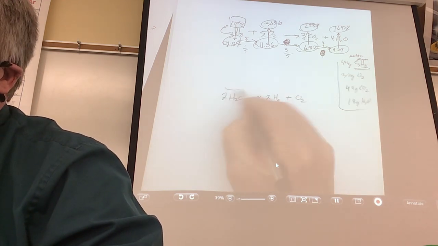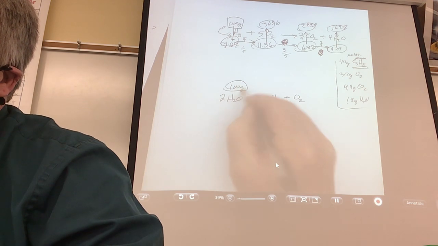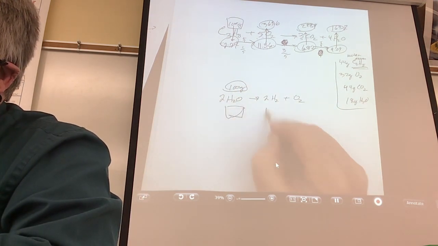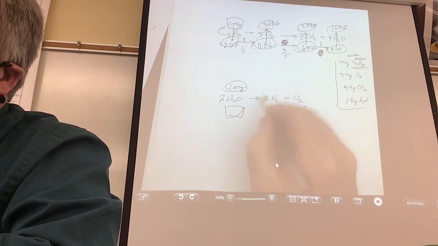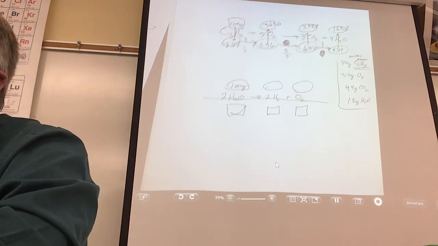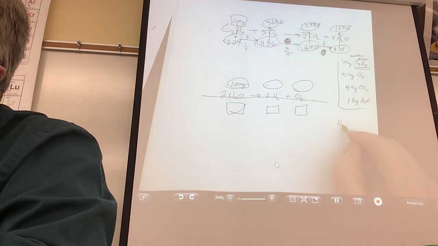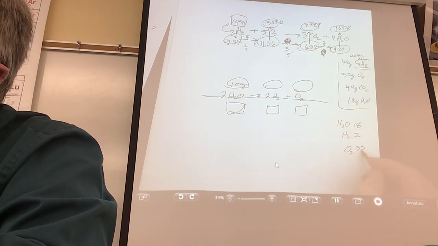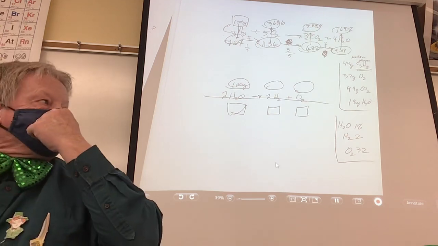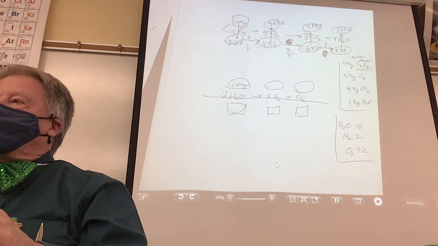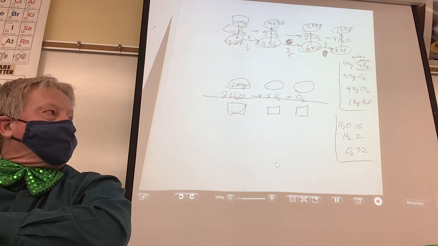I'll just pick 100 grams. Are you ready? Mole world. All right, molar masses: water, 18. Hydrogen gas, 2. O2, 32. Are you ready? Let's have a race. Fill in every oval. Fill in every box. I'll give you 1 minute. Go.